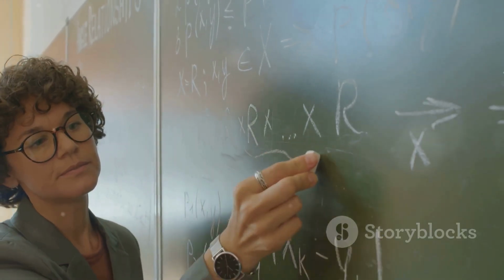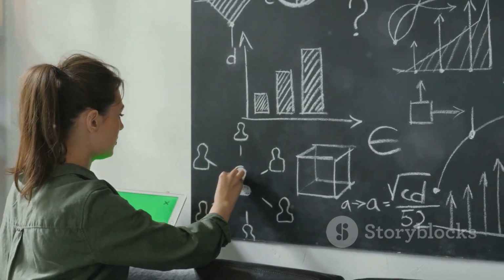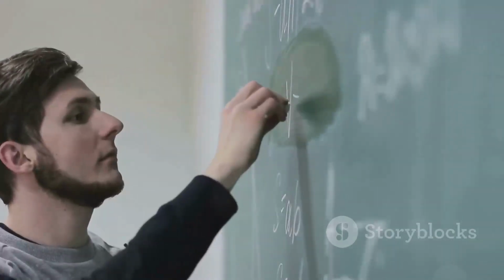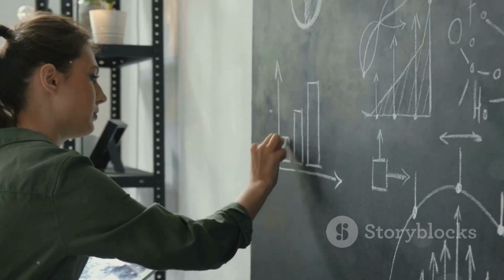Finally, we have irrational numbers. These are numbers that cannot be expressed as a simple fraction. Their decimal forms are non-repeating and non-terminating. Examples include the square root of 2 and pi.